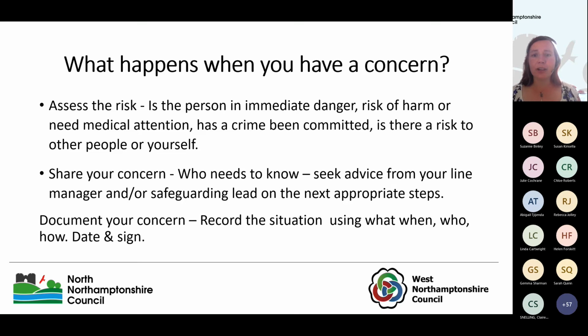And again, who do you need to talk to about it? All of you work at lots of different organisations, so you'll all have a safeguarding policy in place. So make sure you know what it is and who your safeguarding lead is.